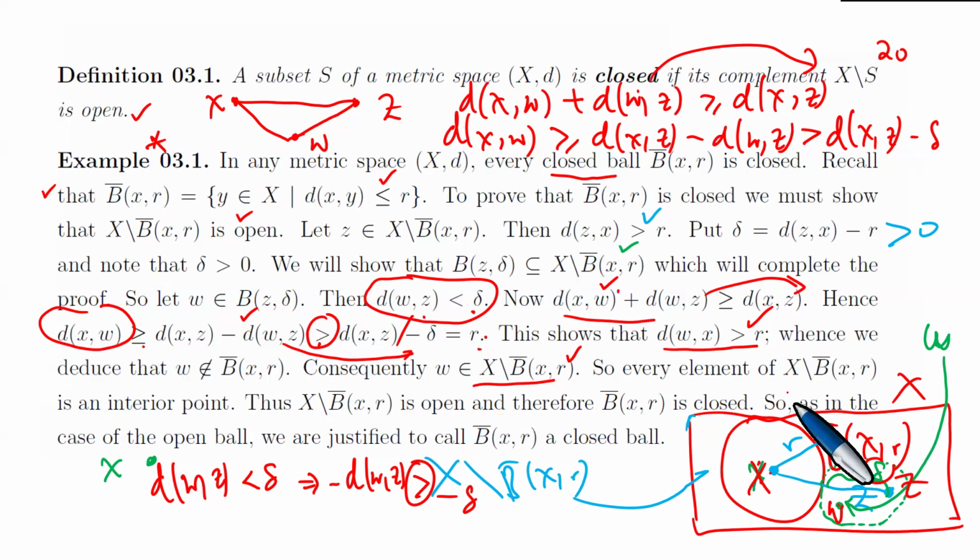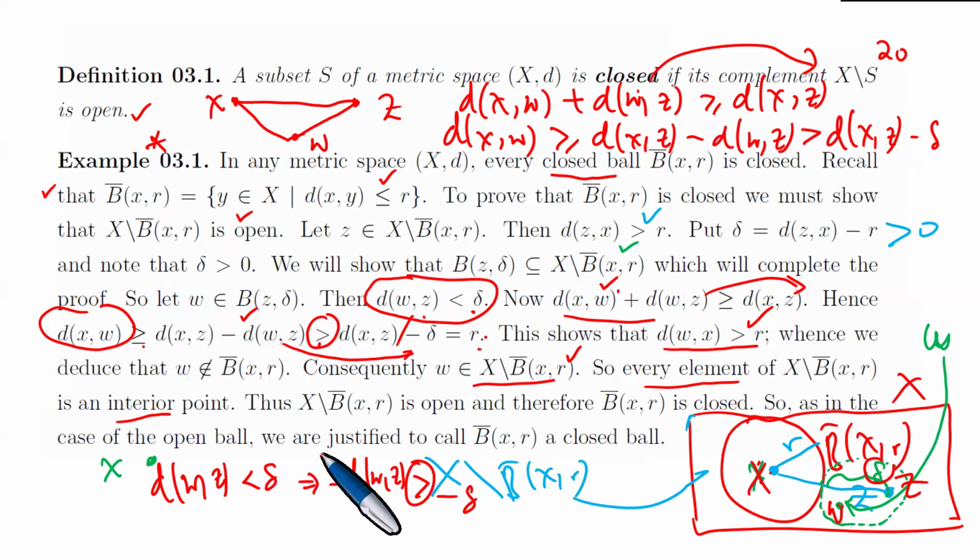And so every element of the closed ball is an interior point. This is it. Now this is very important. So W is a member of the complement of the closed ball. So every element of the closed ball is an interior point. Thus, X minus BXR is open. Why? Because every element of the closed ball is an interior point.